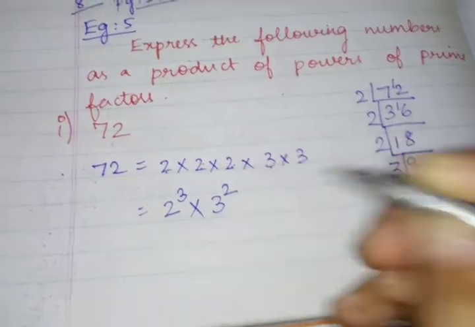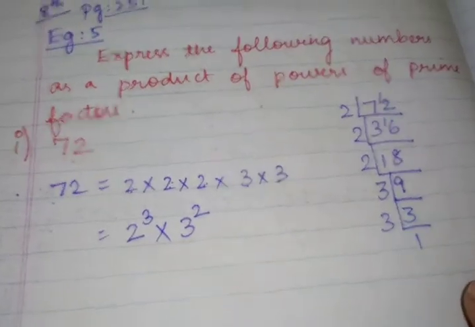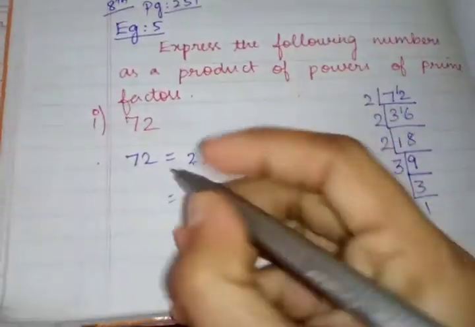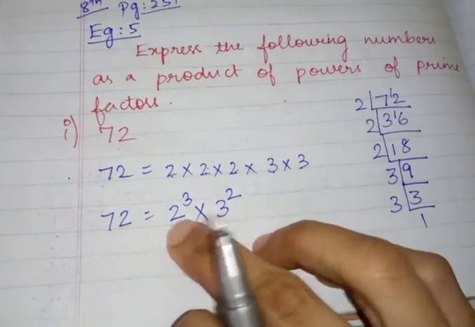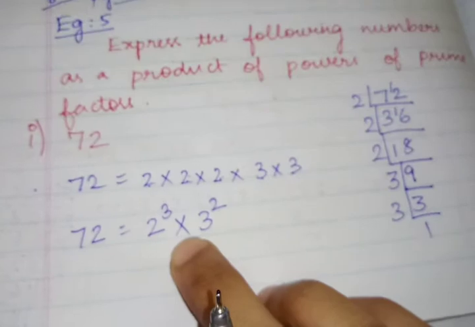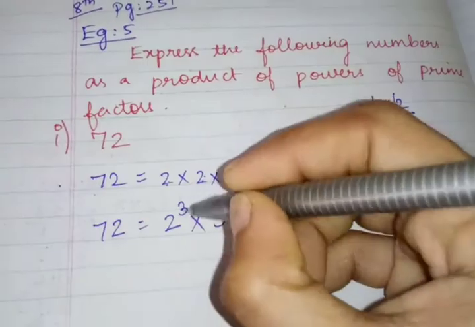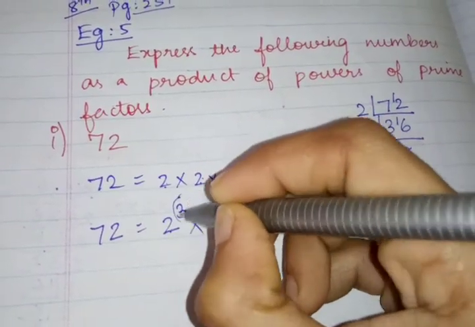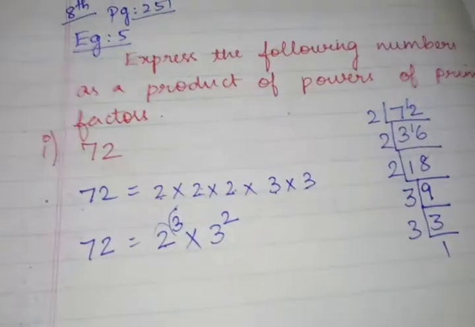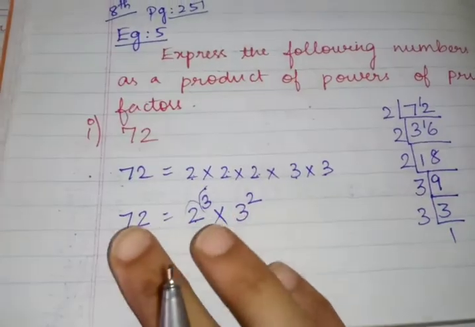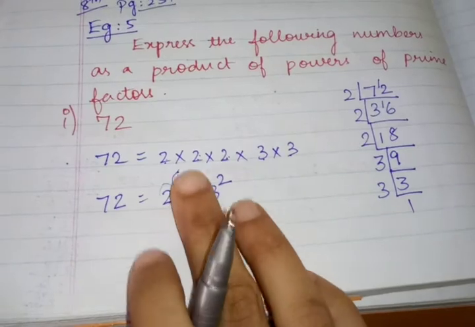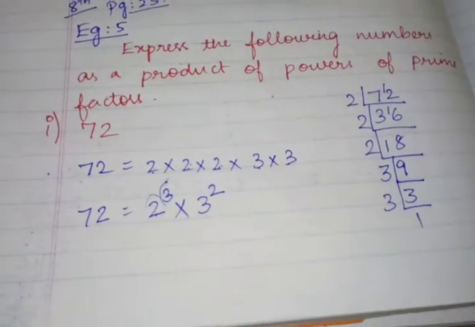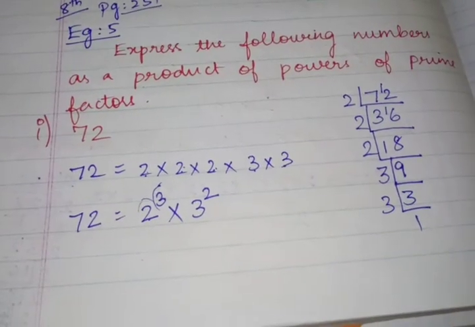So 3 power 2. We have written 72 as a product, and now this is a product of powers of prime factors. Yes, 2 and 3 are prime factors obviously. So we have written 72 as 2 cube into 3 square. This is how you should write it.